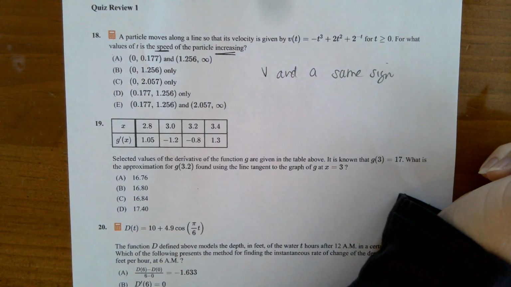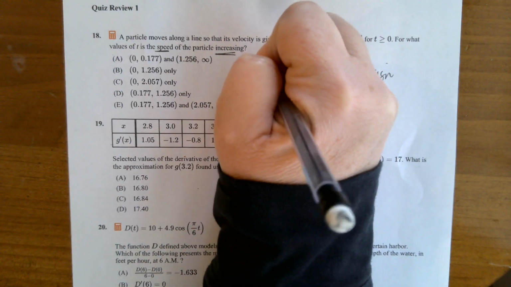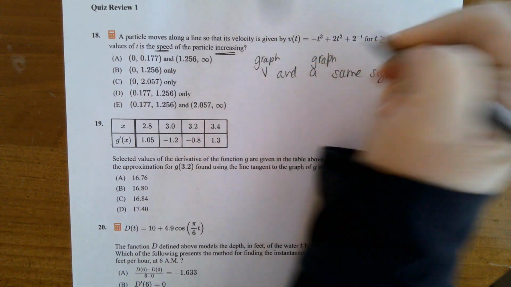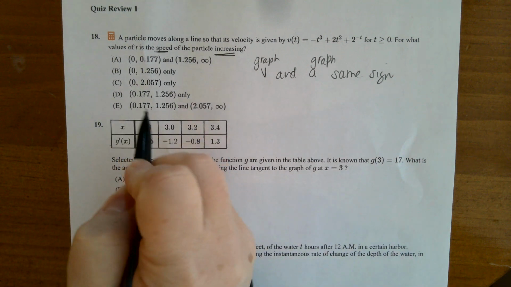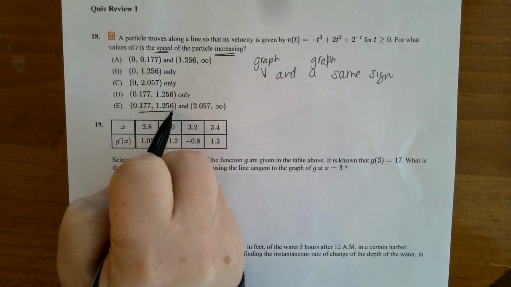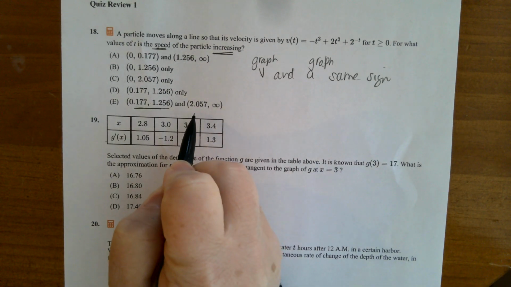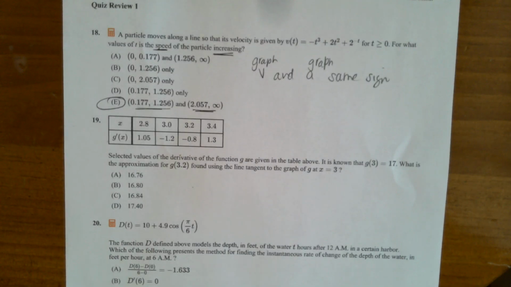So you want to graph them both. You want to graph V of t, and then you want to graph A of t, and you want to see where they have the same sign. Whether they're both positive or whether they're both negative, it doesn't matter. It turns out that they are both positive from here to here, 0.177 to 1.256, and they are both negative here. So your answer turns out to be E.